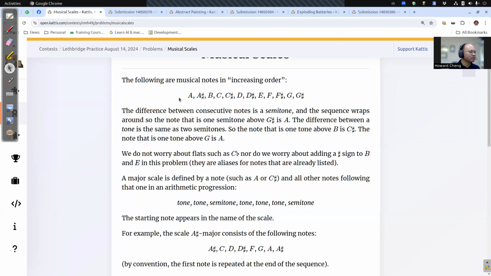Okay, so you have these musical notes in increasing order, A sharp, B, whatever. And the difference between consecutive notes is a semitone. So one step, they'll tell you that this means one step. And the sequence wraps around so that the note that is one semitone above G sharp is A. So this is some kind of modular arithmetic. The difference between a tone is the same as two semitones. So tones are two steps, semitones are one step.